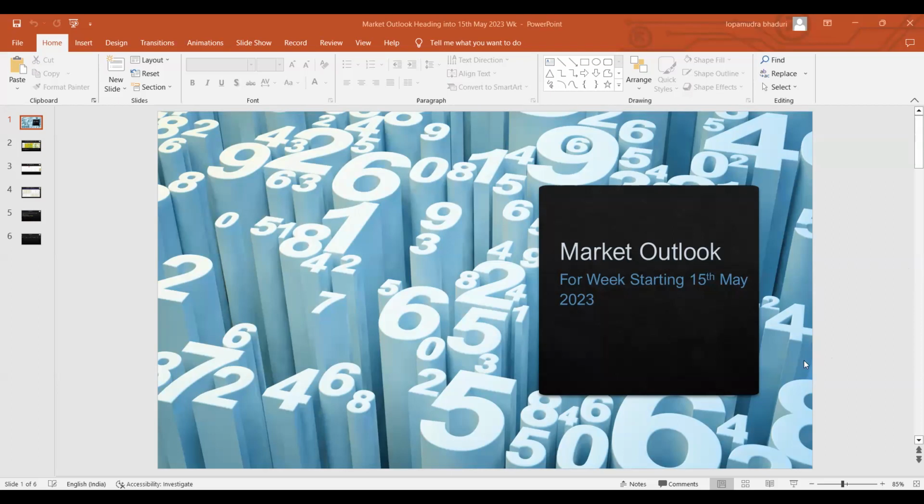Today we'll discuss the market outlook for next week, that is the week starting 15th of May 2023.